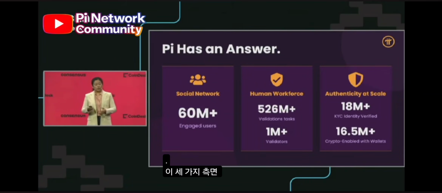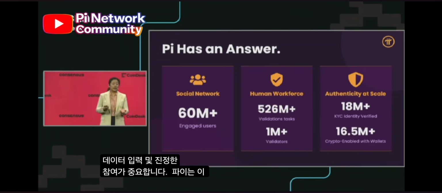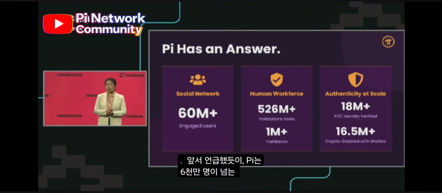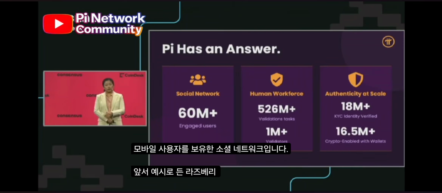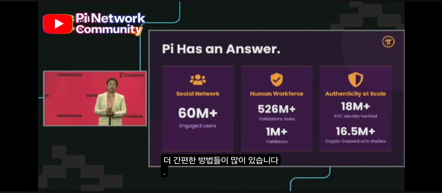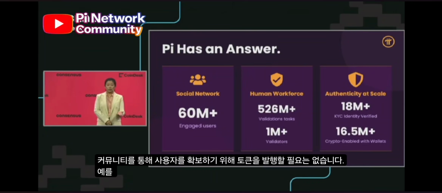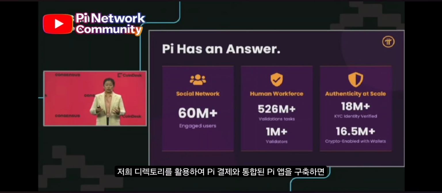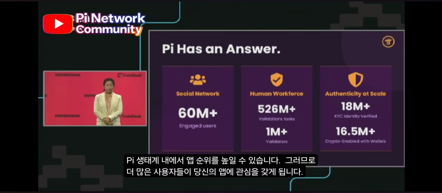For all these three aspects, users, data inputs, and authentic participation, Pi has an answer for all of them. As mentioned, Pi is a social network of over 60 million engaged mobile users. And in addition to the Pi Launchpad example I gave earlier, there are so many other avenues that are more lightweight. You don't need to issue a token in order to tap into the Pi community for user acquisition. For example, building a Pi app, integrating with Pi payments, using our directory that is Pi staked to boost the rank of your app in the Pi ecosystem. Therefore, more users pay attention to your app.